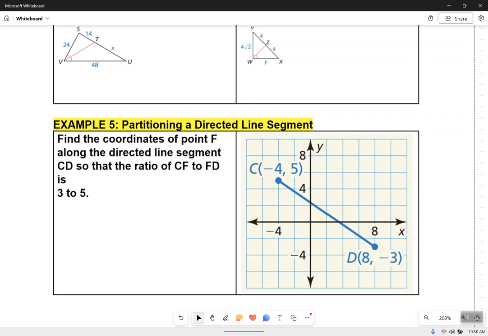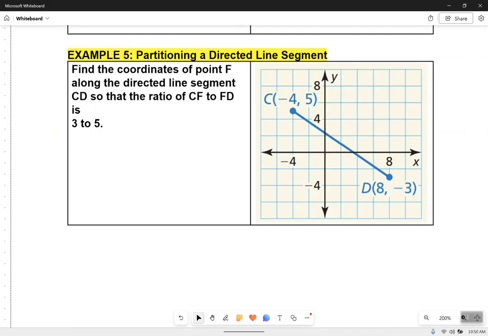This is kind of, I don't want to say it's difficult, but there's some steps involved in this right here. We talk about partitioning a directed line segment in example 5, and it's like, well, what the heck does that even mean? It's not terribly impossible to do, but I'm not sure without seeing it step-by-step you'd know how to do it right off the bat. So let's kind of talk to this right here. Guys, I'll read this right here.